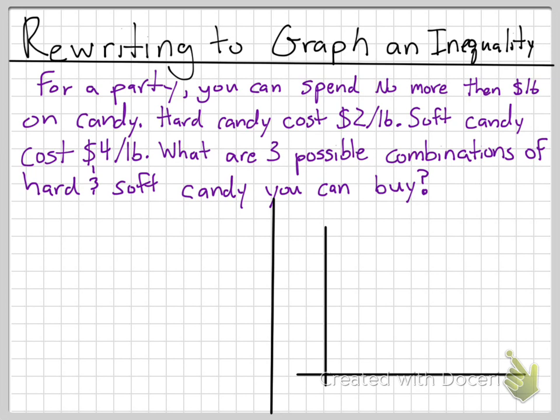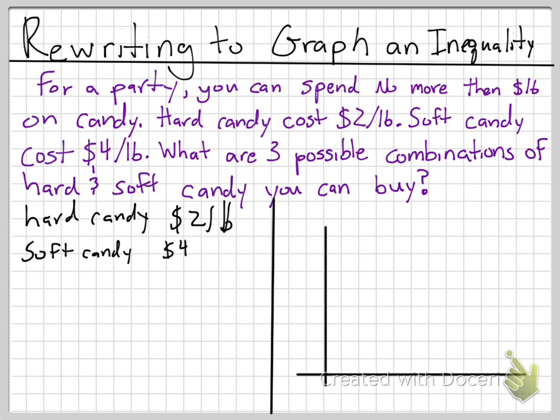So first things first, we have to set up an equation. The things that we have are that hard candy costs $2 a pound, and soft candy costs $4 a pound. And we know that we cannot spend more than $16. So $16 is our cap.